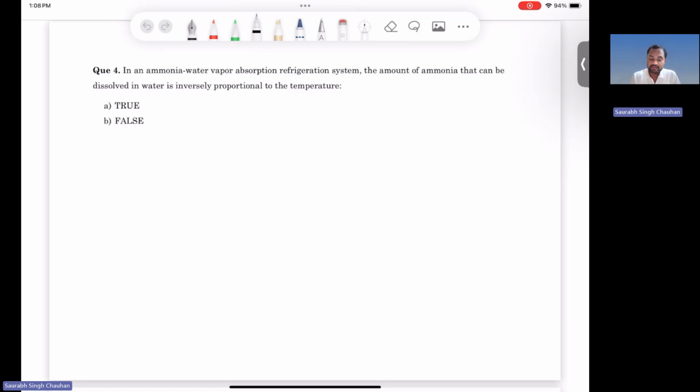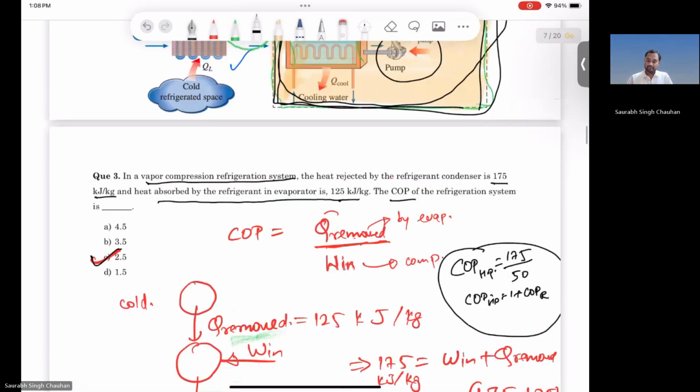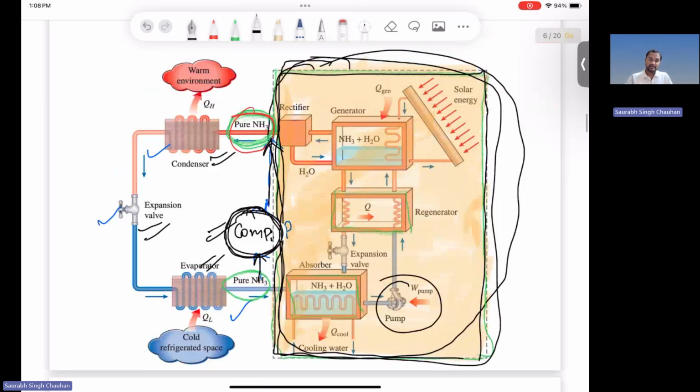Question number 4 says, in an ammonia water vapor absorption refrigeration system, the amount of ammonia that can be dissolved in water is inversely proportional to the temperature. Okay. So again, we will visit this diagram from the previous question. Here you can see we have one absorber, right? And what is the absorber doing? In the absorber, basically ammonia is being dissolved in the water. Okay. So you are getting an ammonia water solution.